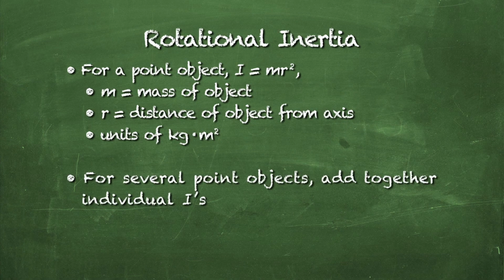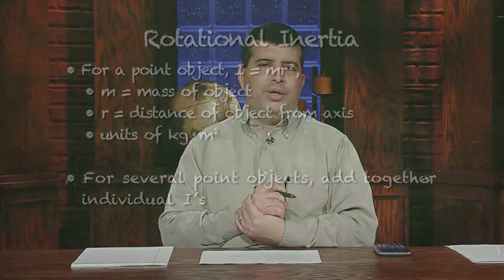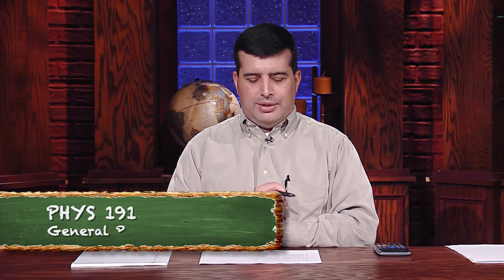When we have several point objects, then we would just add together the rotational inertia of all those point objects. Now that's actually something that we seldom do in Physics 191 because we're not usually dealing with point objects that are rotating around an axis. We're dealing with extended objects like a wheel or a hoop or a sphere that is rotating and things like that. And so for extended objects, next time I'm going to introduce you to a table that will give you the rotational inertia of all of these extended objects.